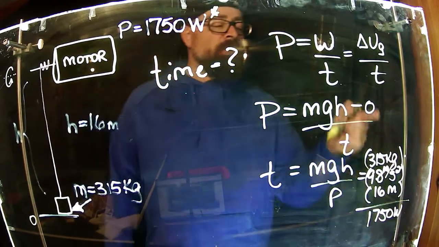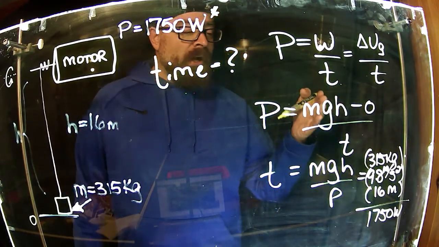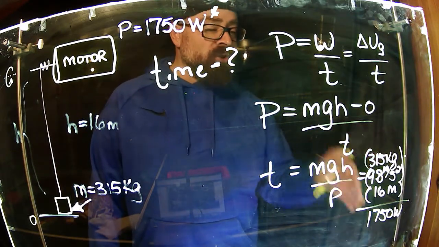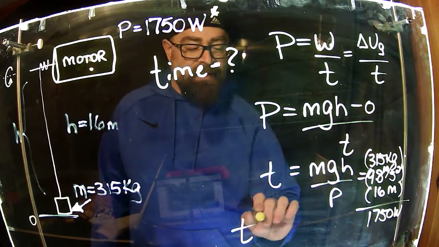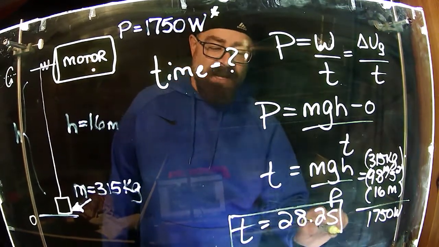Keep in mind that the numerator is in joules. It's an energy unit. The denominator is in watts, which is a joule per second. So I have joules over joules per second. My answer is going to be in seconds, and I get 28.2 seconds as my answer to this problem.